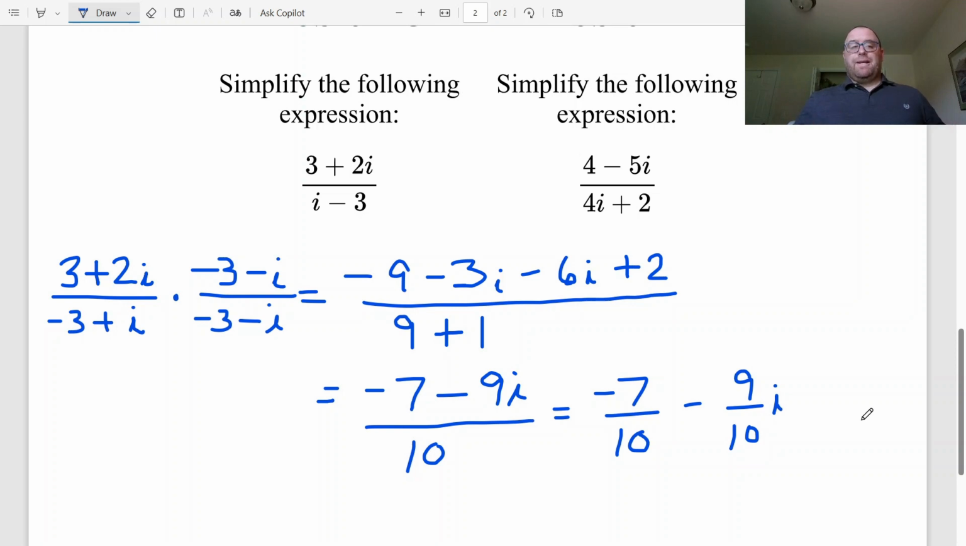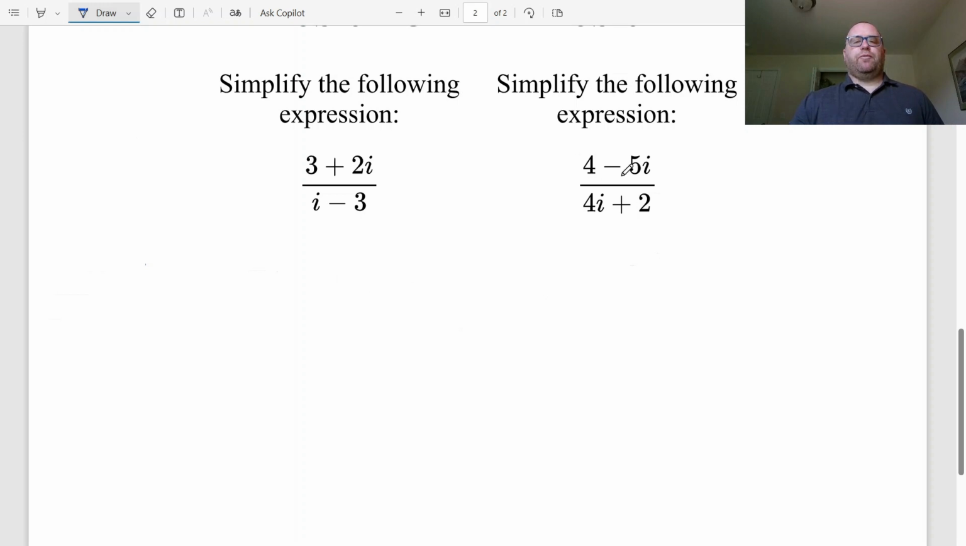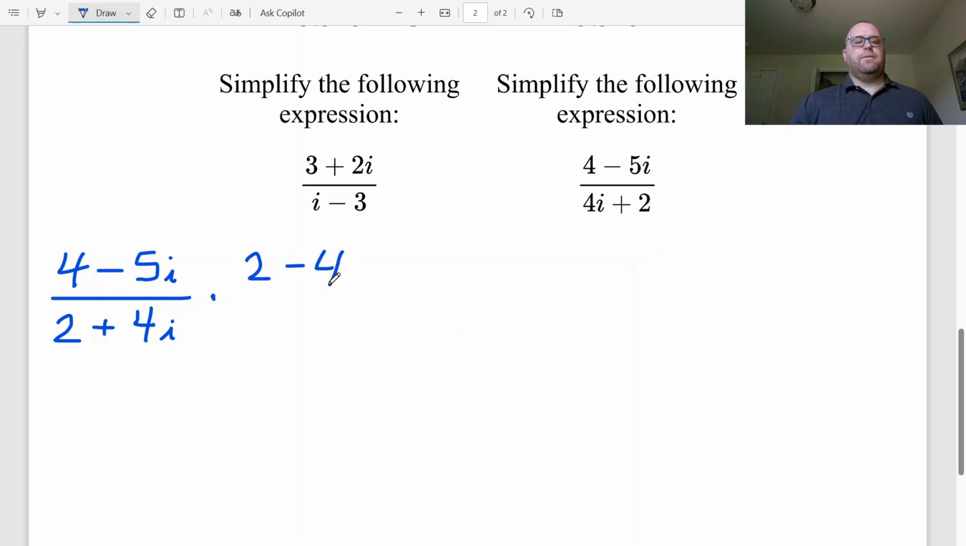Let's keep going. So I'm going to erase this and we'll go to our fourth problem. All right, in our fourth problem, we've got 4 minus 5i over 4i plus 2. Same thing, we have to be careful with this one. So I'm going to do 4 minus 5i, and we're going to switch this to 2 plus 4i. That'll help us to determine the complex conjugate of the denominator a lot easier. Okay, so now we're going to multiply both the top and the bottom by 2 minus 4i.